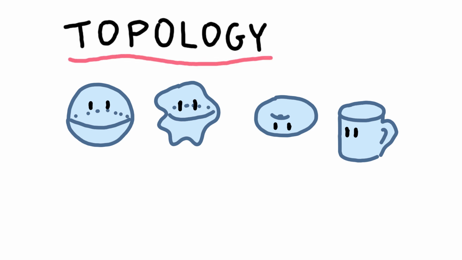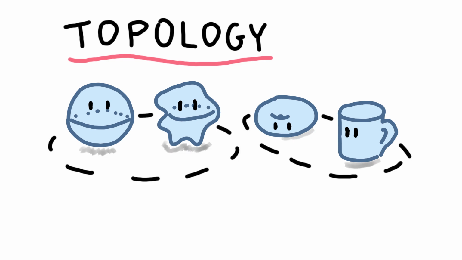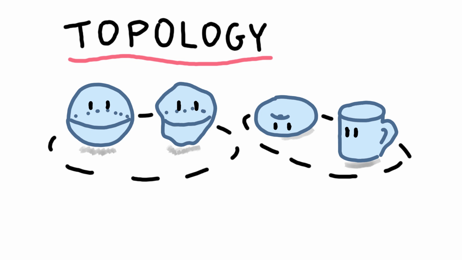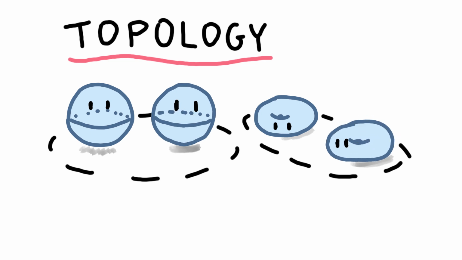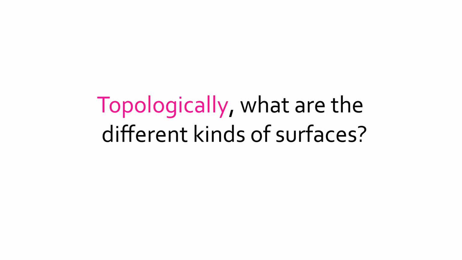Topology is the branch of maths which studies what happens when you put two shapes in the same category, whenever one can be continuously stretched and deformed into the other, without tearing or gluing any part of the shape. So, topologically, what are the different kinds of surfaces?